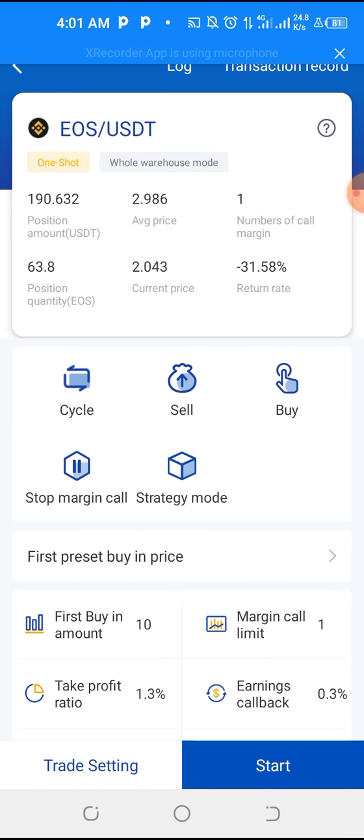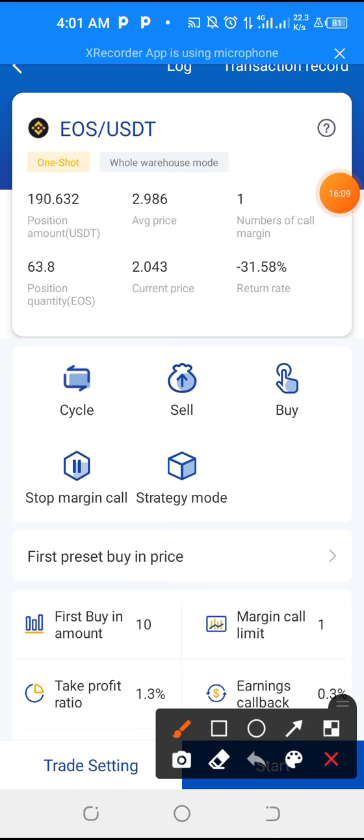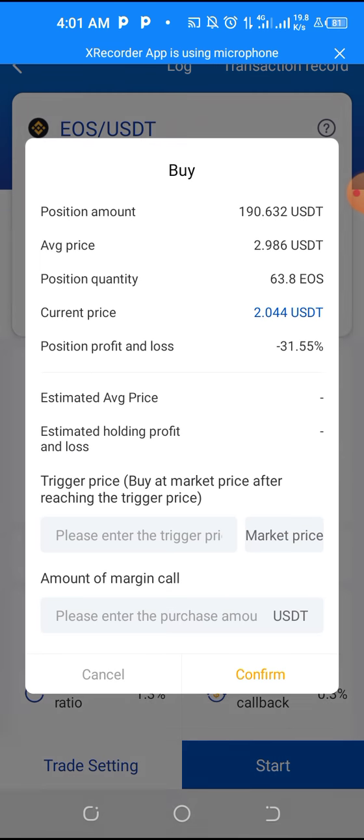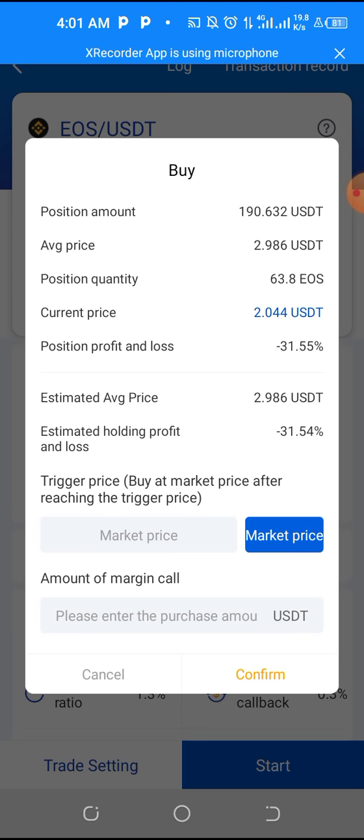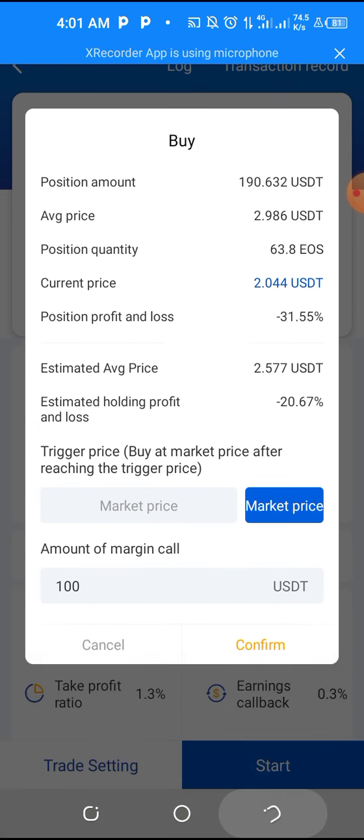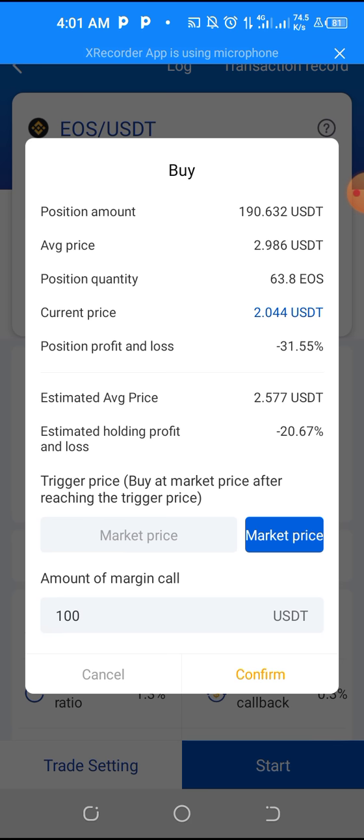This one here, you can see the total amount invested in this is 190, and the floating loss is not that much, because from here the average price is 2.9 and the current price is 2.043. So the floating loss is minus 31. So let's try this. If you click on buy, you click on market price. So let me see how much I can put to reduce it. 100. You can see if I put $100, it only reduces to minus 20%.